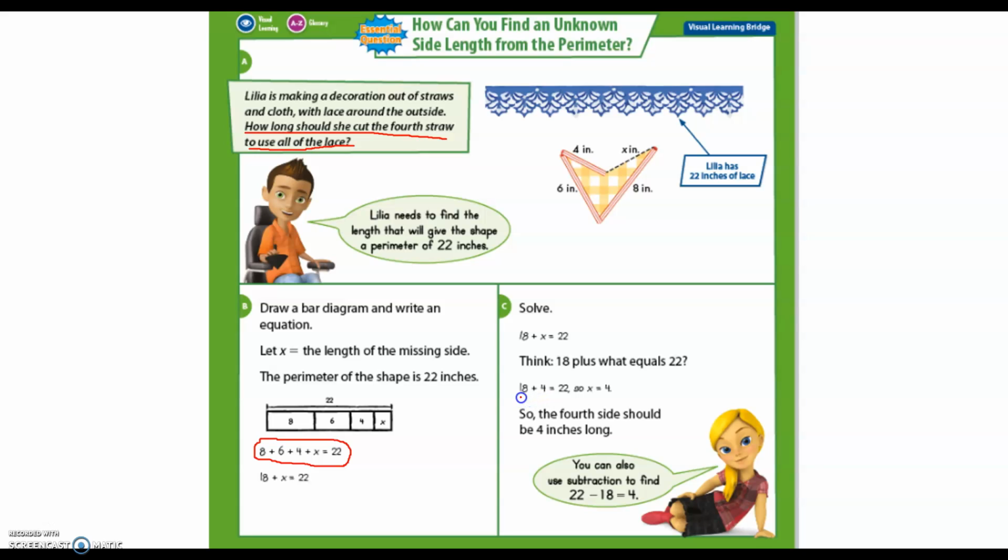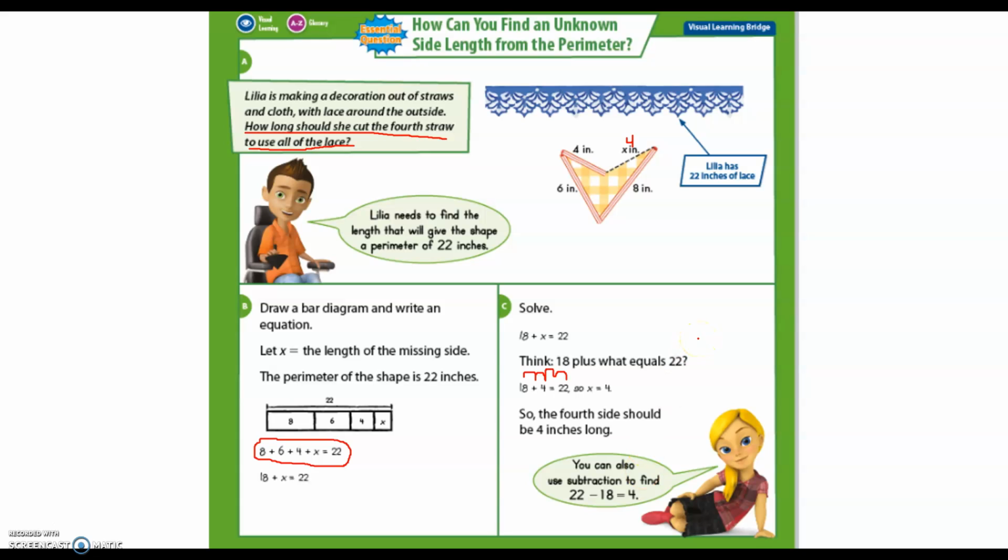We can count up or we can subtract. So 18, 19, 20, 21, 22. I made 1, 2, 3, 4 jumps. So the answer here is 4. Or we can flip it around. Think of fact families. Use the numbers we already know, 22 and 18. So 22 minus 18 is 4. So we can count up or we can count back. We still get 4. So that missing number is 4.